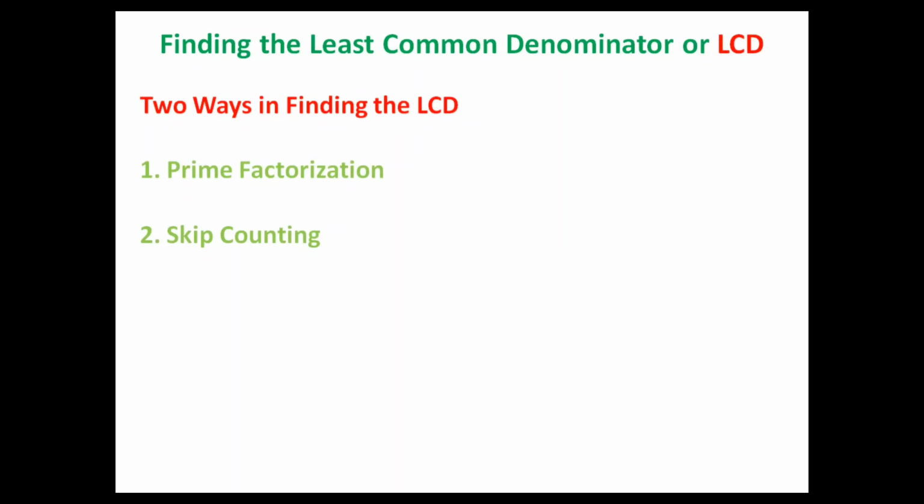For sample fractions, we have 2/6 and 3/8. As you can see, 6 and 8 are not the same; these fractions don't have a similar denominator. So we need to find the LCD of these in order for us to add or subtract.